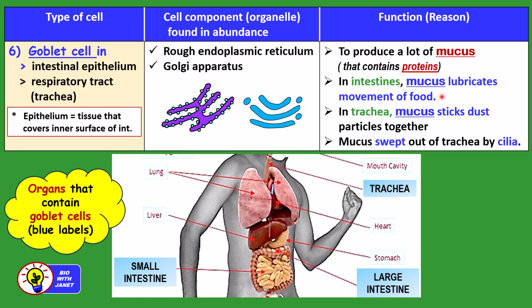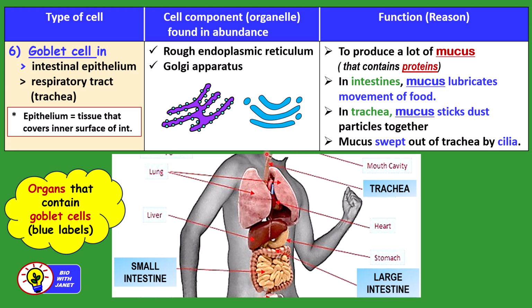So what's the function of the mucus? Now, in the intestines, here, the small and large intestine, the mucus will coat the food inside the intestines and help to lubricate the movement of the food so that the food can be moved along slowly by a process called peristalsis. But it will move along smoothly with less friction due to the mucus, okay, that coats the food.